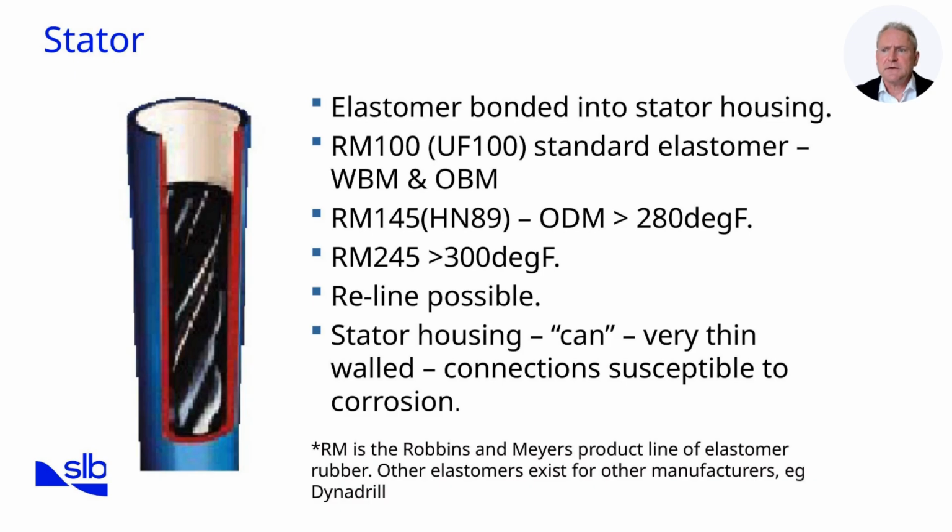RM145 is designed for higher oil-based mud temperatures exceeding 280 degrees Fahrenheit. For extreme temperatures above 300 degrees Fahrenheit, RM245 is often selected. Elastomers degrade when exposed to incompatible fluids or temperatures beyond their design, so careful selection is critical.